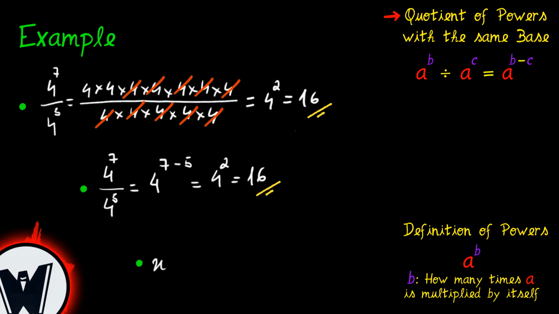Now, if we have x to the power of 105 divided by x to the power of 55, it makes it easier to apply the property of the quotient of powers with the same base. Having then x to the power of 105 minus 55, that is equal to the monomial x to the power of 50, or x multiplied by itself 50 times.